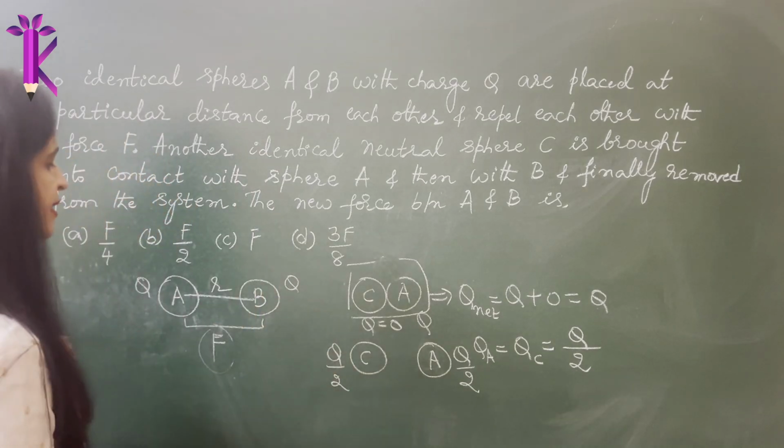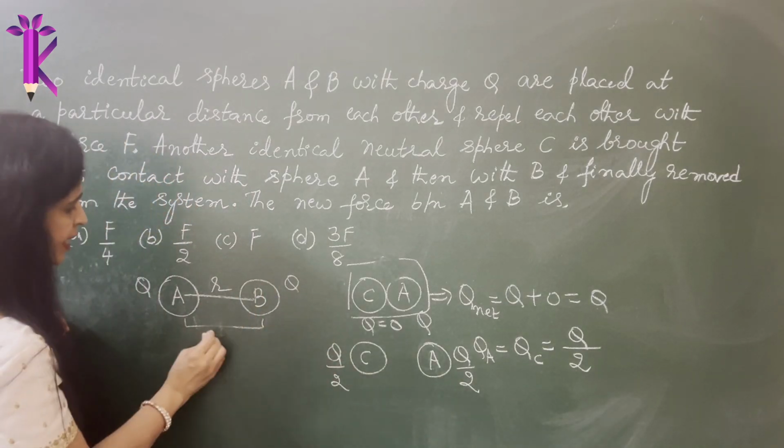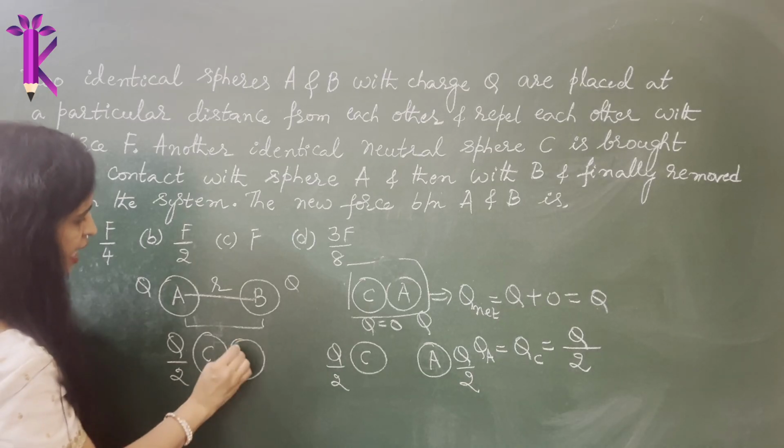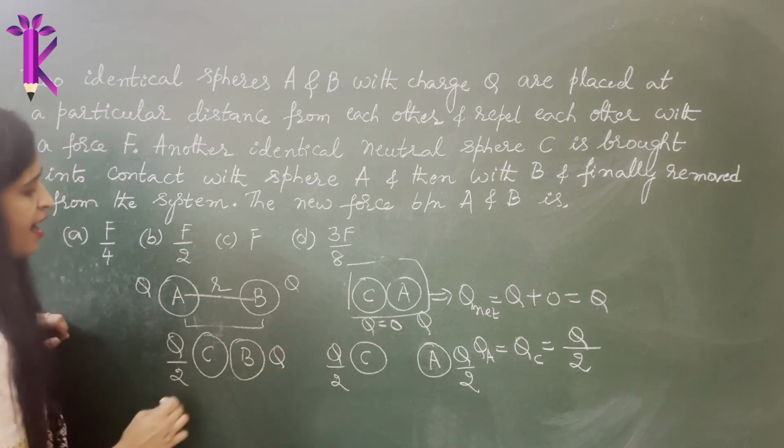Now, where are you bringing this closer to? You are bringing this sphere C, which has a charge of Q by 2, to sphere B, which already has a charge Q.